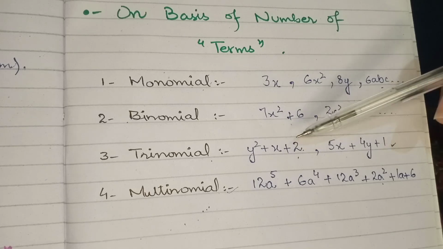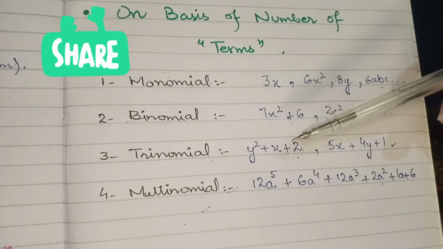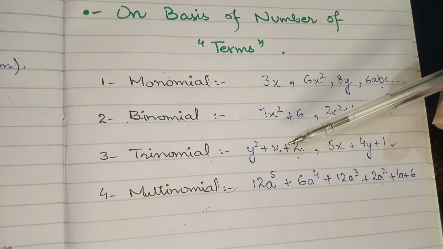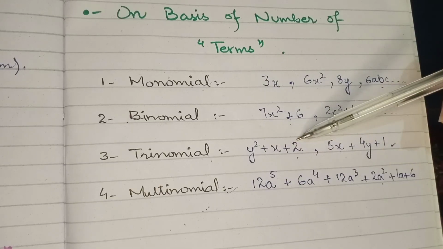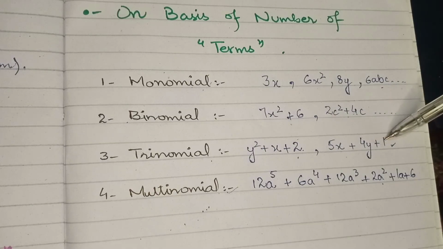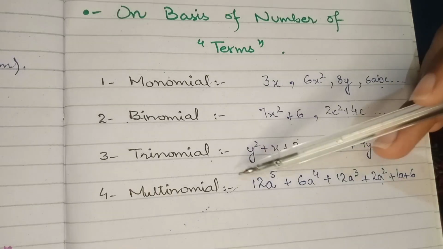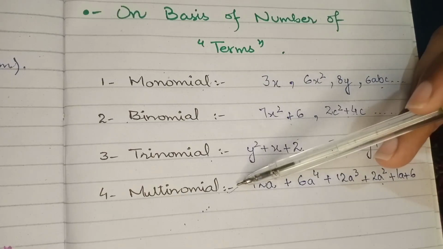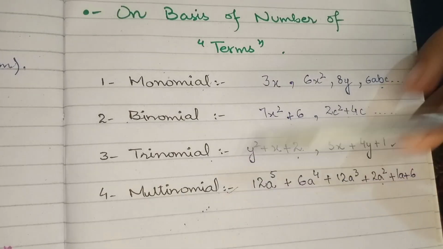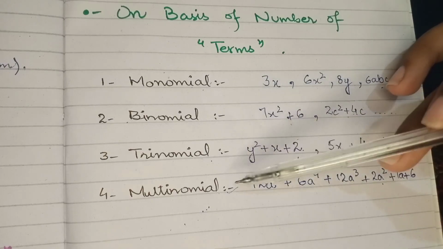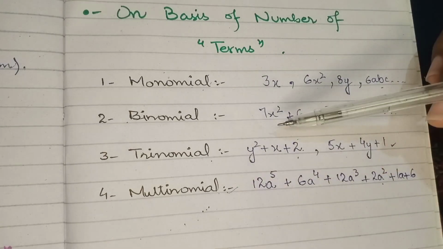This is an example of a trinomial, because a trinomial is separated by 2 signs and contains 3 terms. Here is also an example, 3 terms with the separation of 2 signs. Next, multinomial. Anything more than 3 terms is generally called a multinomial. It can be 4, it can be more than 4.